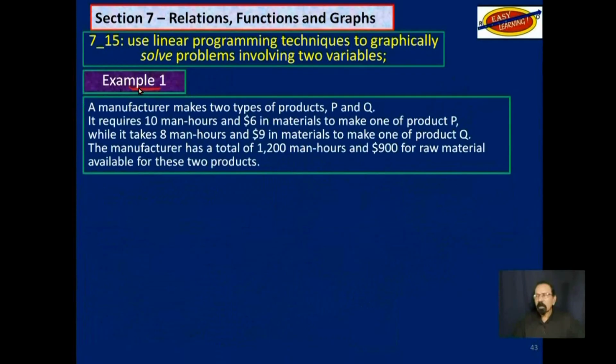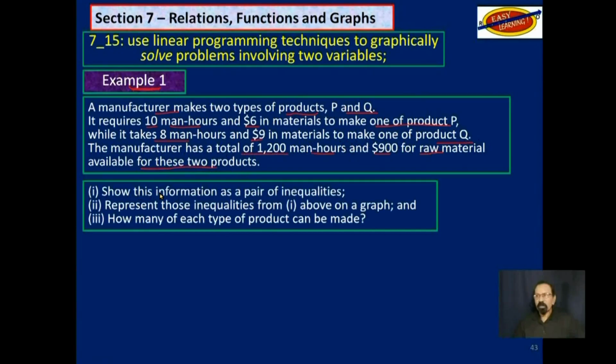Example 1. A manufacturer makes two types of products, P and Q. It requires 10 man hours and $6 in materials to make one product P, while it takes 8 man hours and $9 in material to make one of product Q. The manufacturer has a total of 1,200 man hours and $900 for raw material available for these two products.